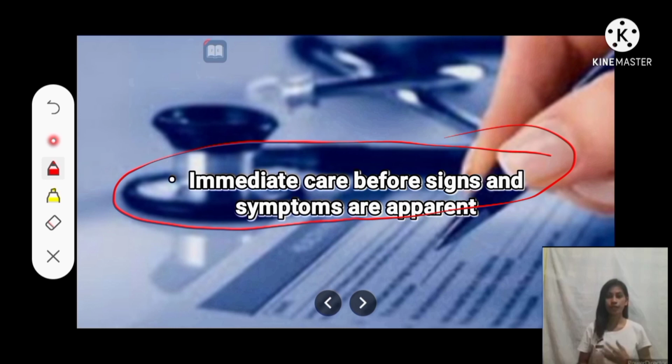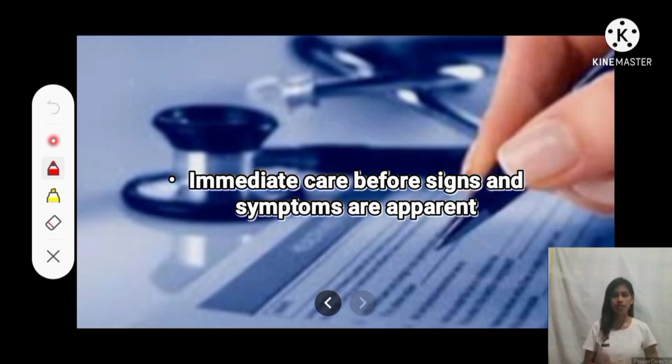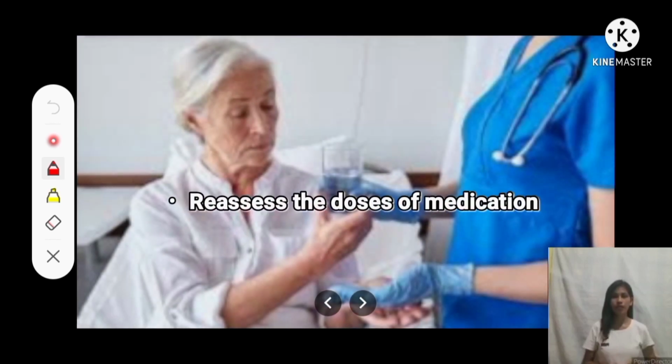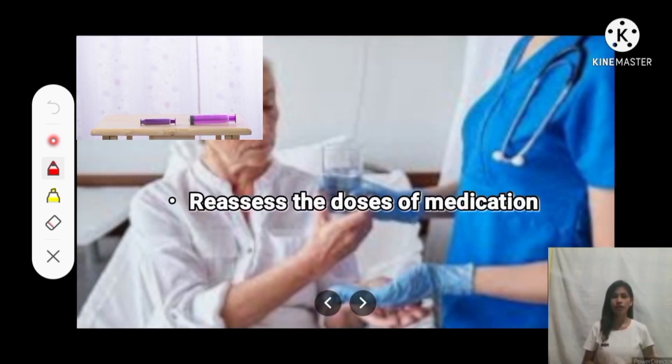So next, reassess the doses of medications. Provide adequate hydration. You may also need a small syringe to administer medications, cooled bottled water, a tablet crusher if needed, a medicine pot, or a cup or glass, and a spoon.